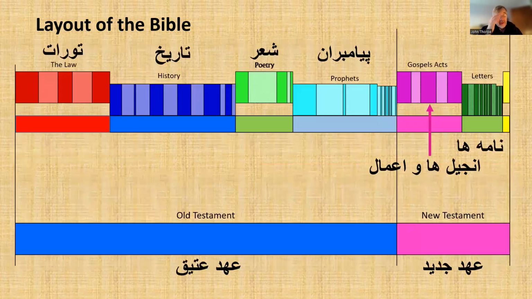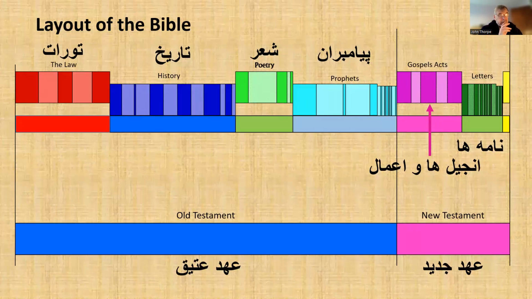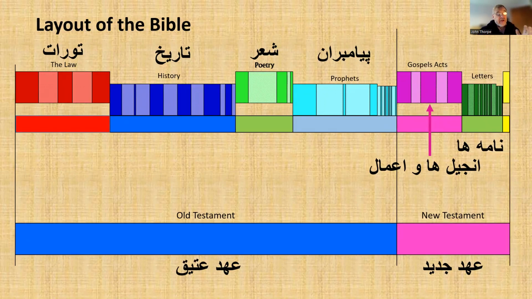Anyway, let's look at the way that the Bible is put together. This diagram is designed so that each of these little blocks represents one book. This is a large, comprehensive division of the Bible, and each of these squares is itself a book.